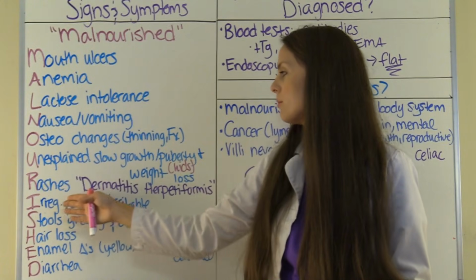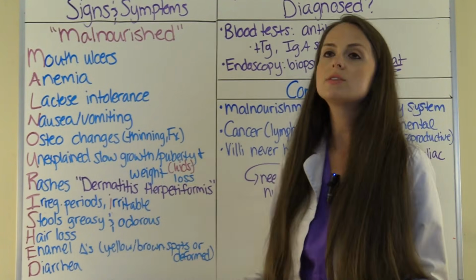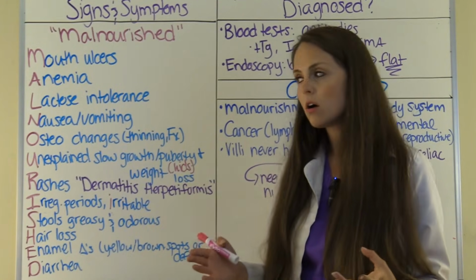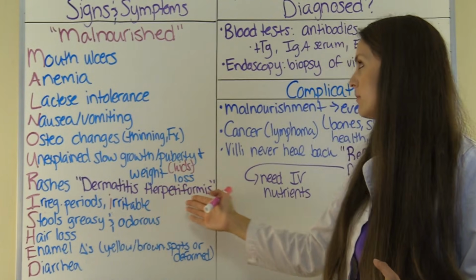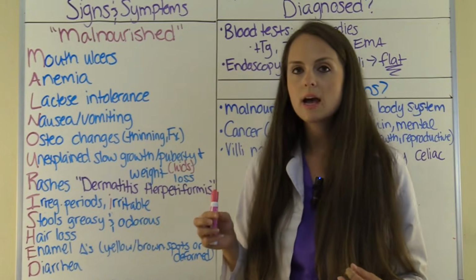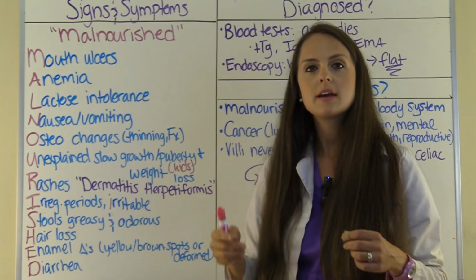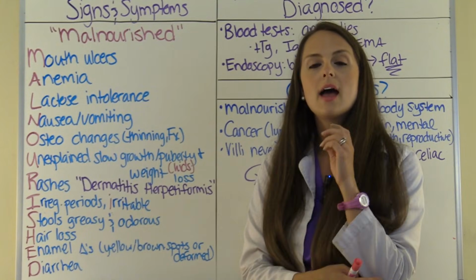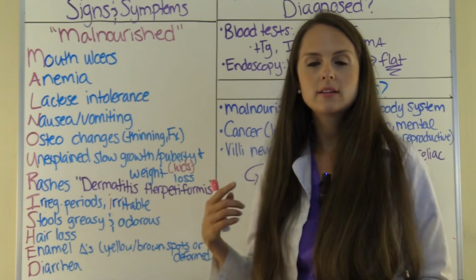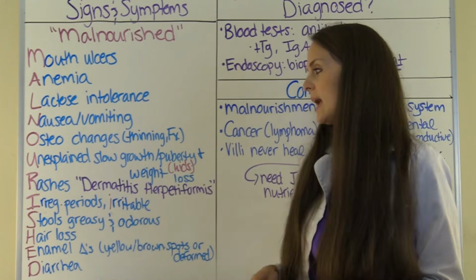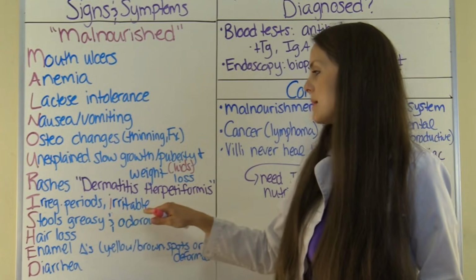Okay, R for rashes. With celiac, you will see a very unique rash on these patients, and it's called dermatitis herpetiformis. This is a type of rash with blister-type bumps that can be found on the knees, the elbows, the backside, or the hairline. The patient will say it is very, very itchy. And that is present with celiac sometimes.